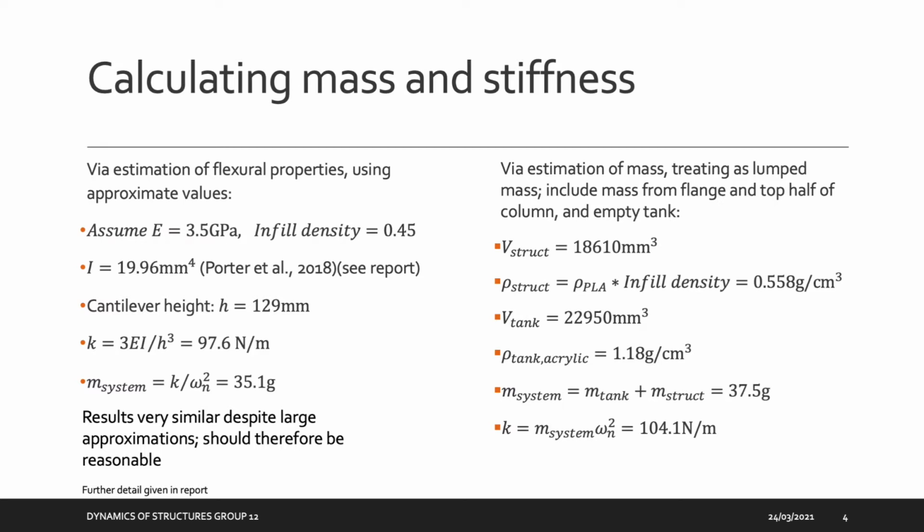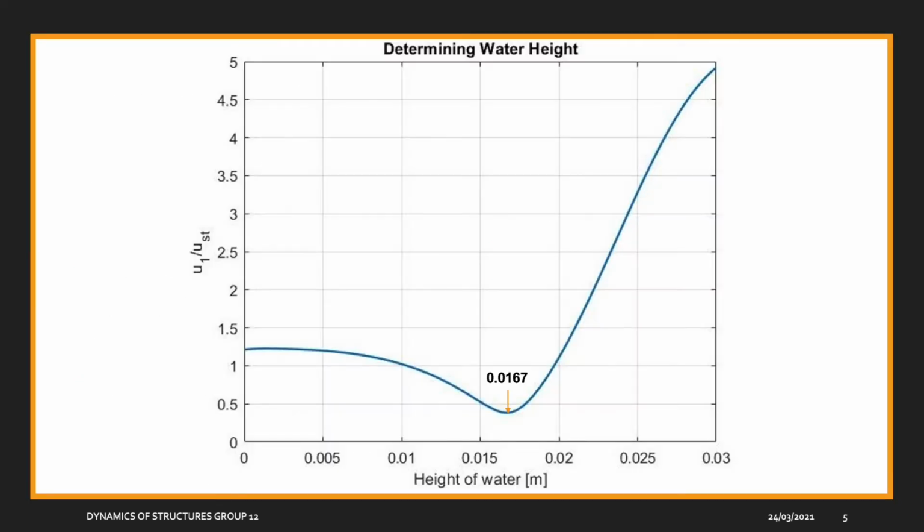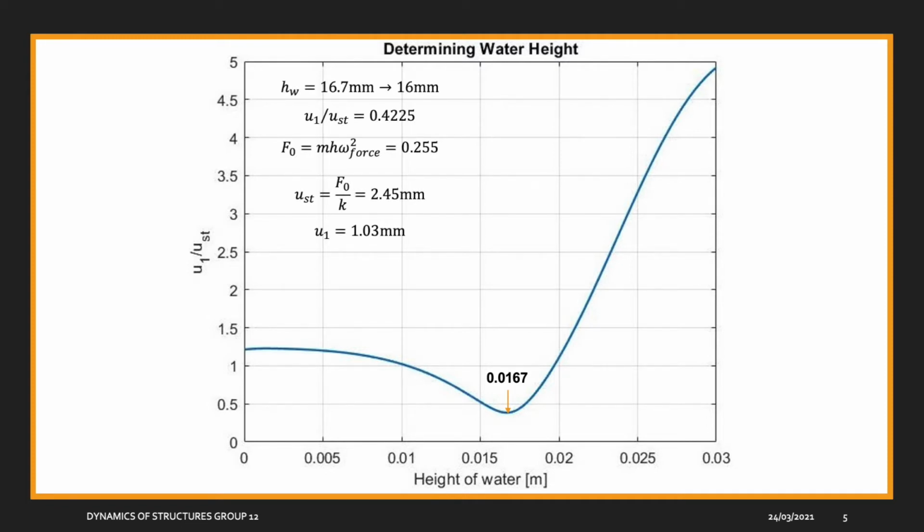With the system parameters now known, the sloshing damper equations provided in the notes were looped over various values of water height in order to calculate the value giving the lowest steady-state displacement. This required the calculation of the static displacement at this height, which was obtained as shown using the mass, base displacement of 5 mm, forcing frequency, and the cantilever stiffness. This led to an optimal water height of 16 mm with an expected displacement of 1 mm.